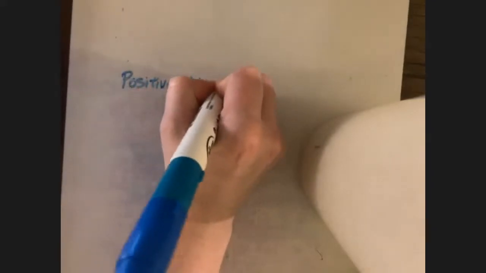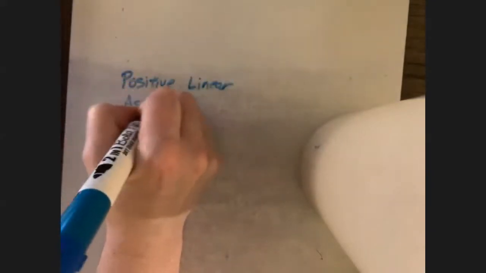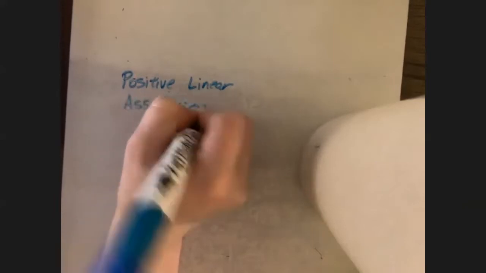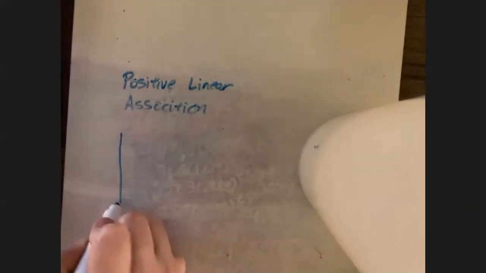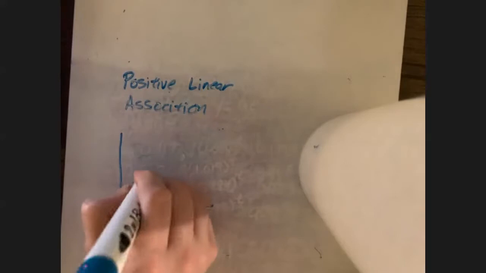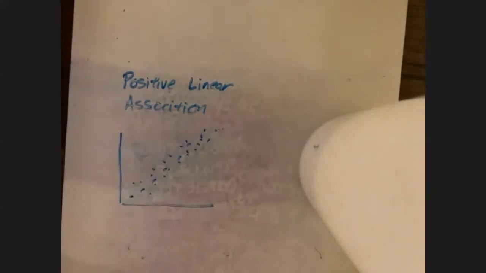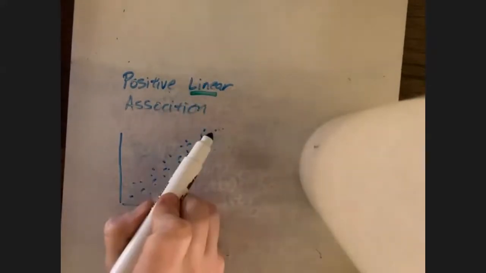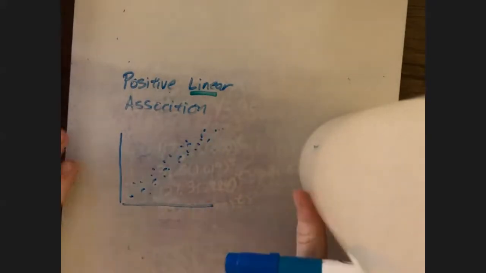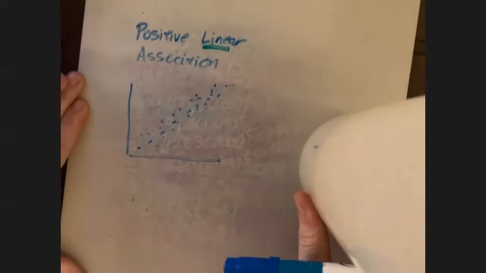Positive linear association. Okay, what this is going to look like on a scatter plot: positive means it's going up a hill. Linear means it's a line. So positive means we're going up a hill, linear means it's a line.